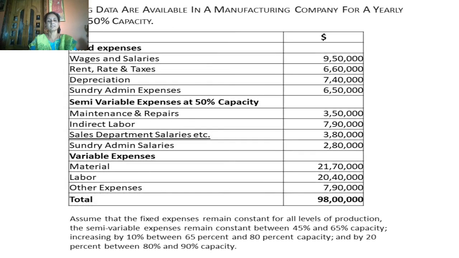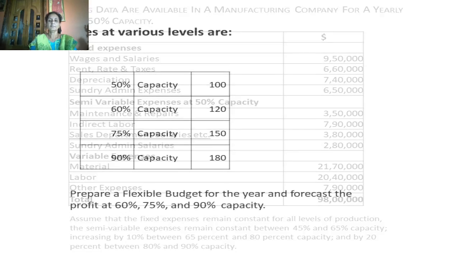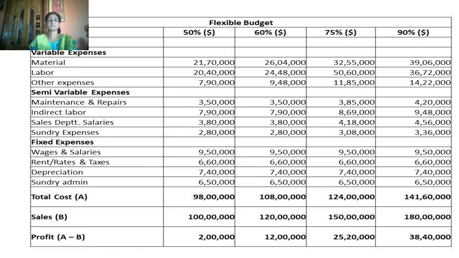What they have stated here is, increase by 20% between 80% and 90% capacity. So here you have to give a hike of 20% for above 80% and below 90%. Here the next level of capacity is 90%. So obviously you have to give a hike of 20%. Again you keep this as base and calculate 20%, that is 3,50,000. 10% is 35,000, 20% is 70,000, 3,50,000 plus 70 we will get 4,20,000.